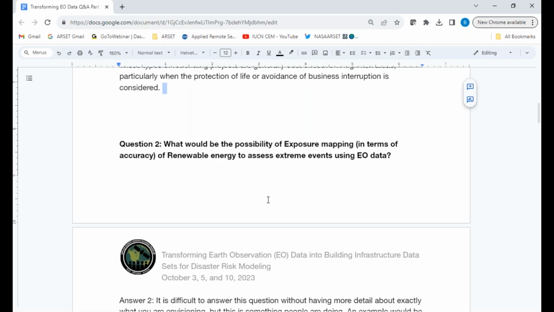Question 2, what would be the possibility of exposure mapping in terms of accuracy of renewable energy to ARSET extreme events using EO data?